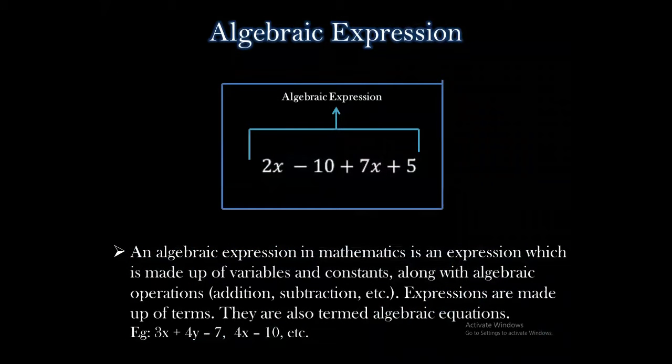Algebraic expression. An algebraic expression in mathematics is an expression which is made up of variables and constants along with algebraic operations, addition, subtraction, etc. Expressions are made up of terms. They are also termed algebraic equations. For example, we have algebraic expressions as 3x plus 4y minus 7 and 4x minus 10.